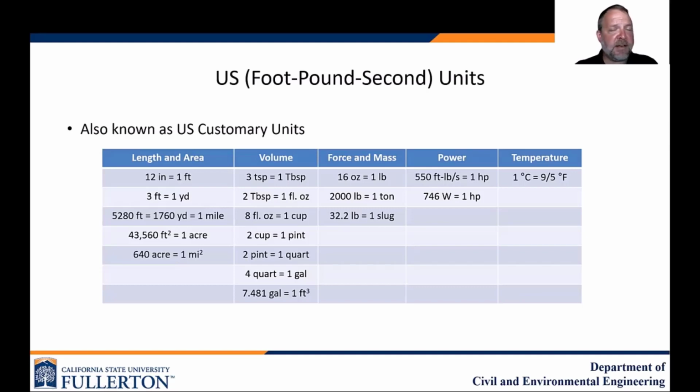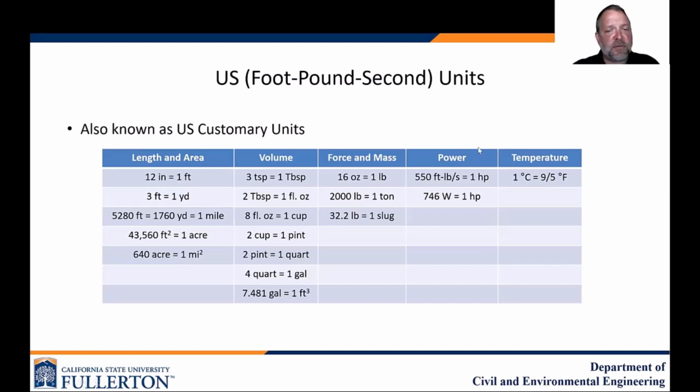Unfortunately, the FPS system does not use that, so we use something like 12 inches as a foot, 3 feet is a yard, 5,280 feet is a mile, 43,560 square feet is an acre, and 640 acres is a square mile. So lots of different numbers you have to remember if you want to convert among foot-pound-seconds.